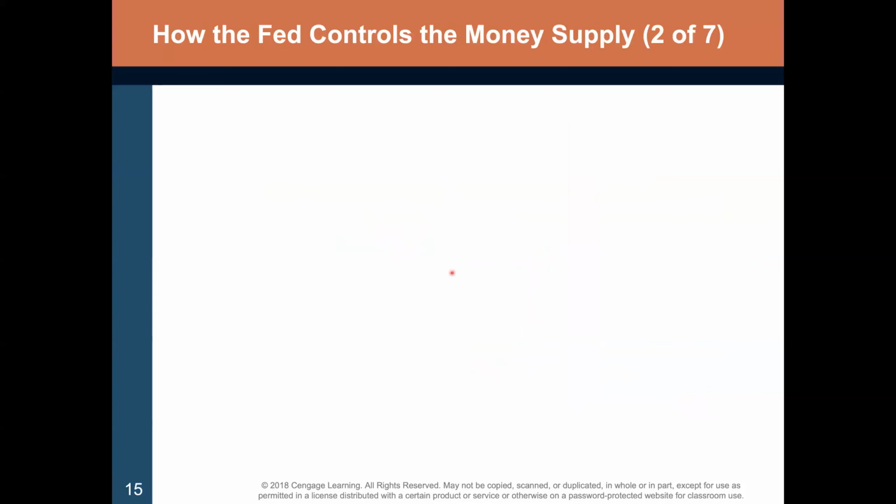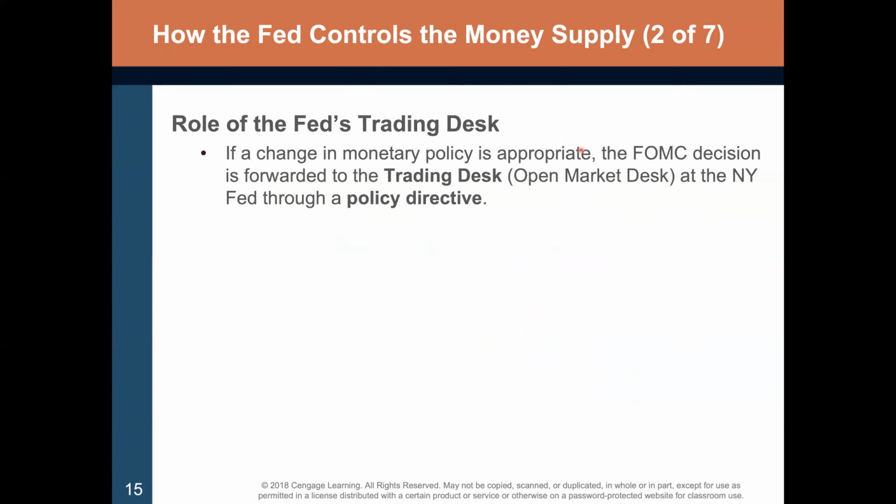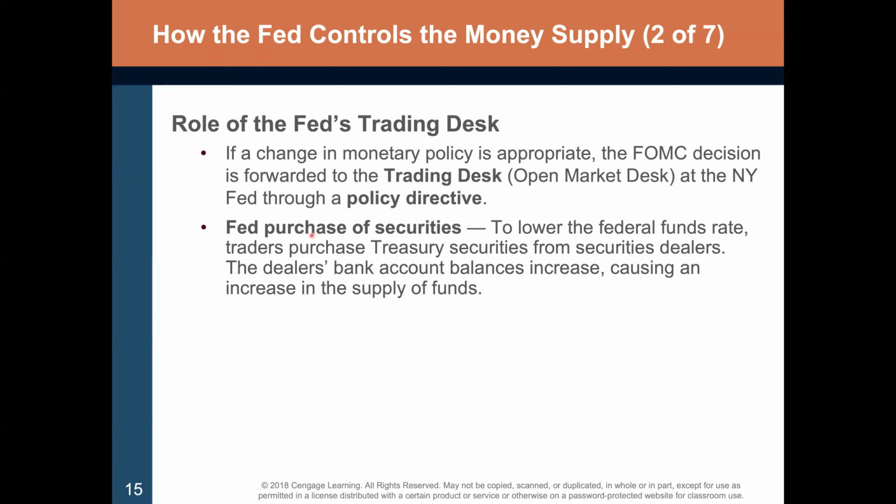So how does the Fed control the money supply? The role of the Fed's trading desk. The Fed has a trading desk which helps to control the money supply. So if a change in monetary policy is appropriate, the FOMC decision is forwarded to the trading desk. This is the open market desk at the New York Fed, through a policy directive. So the Fed can purchase securities. That's one of the things that the trading desk will do.